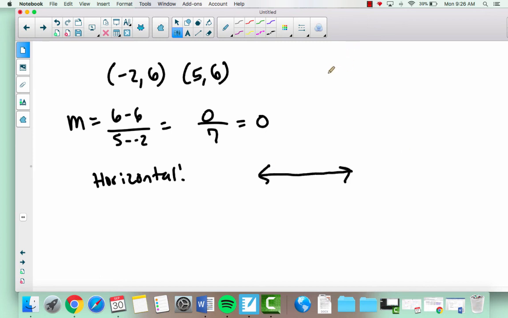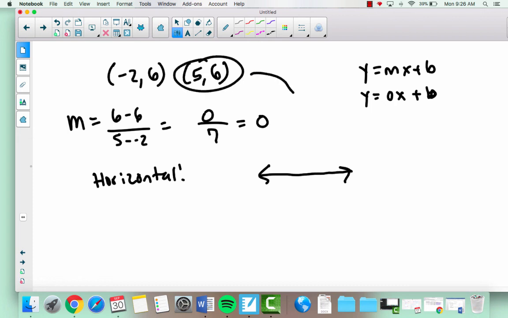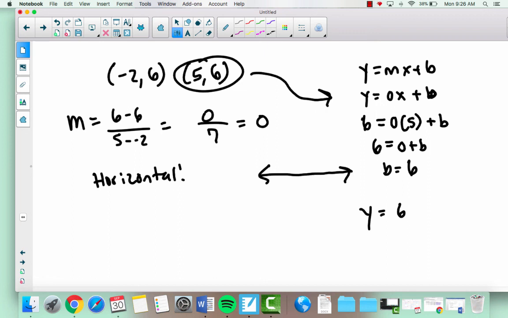So you could go ahead and plug into point-slope form if you wanted, or slope-intercept. Let's use slope-intercept. So we just found our slope was 0, so y equals 0x plus b. We don't know the y-intercept yet, so let's pick one of those points to plug in. So I'm going to plug in 6 for the y and 5 for the x and solve for b. 0 times 5 is 0, so we get 6 equals 0 plus b, or that b is equal to 6. What that means is all we're going to be left with when we write our equation is y is equal to 6, because 0 times x will always be 0, so we don't have to write that. It would look something similar to this.